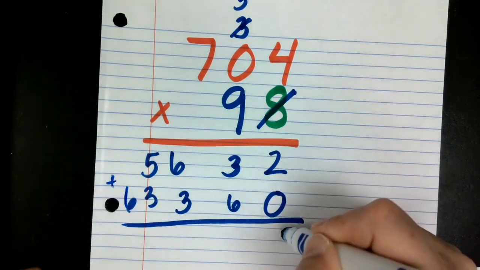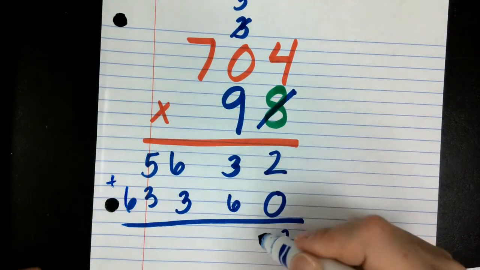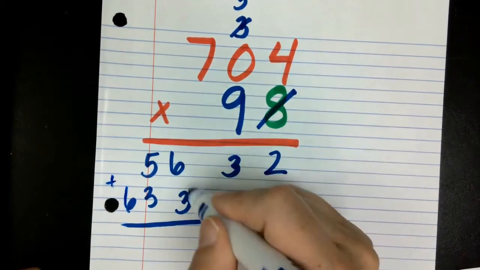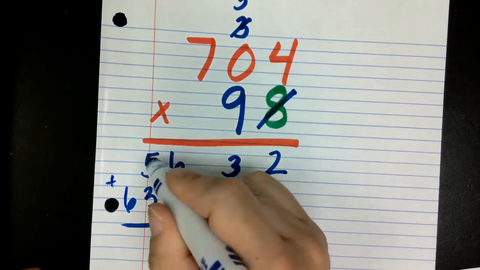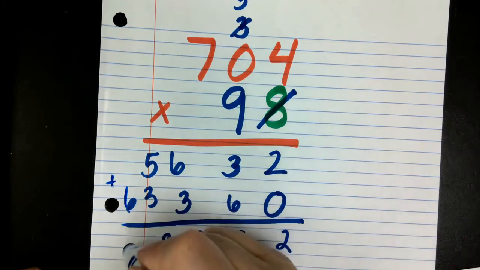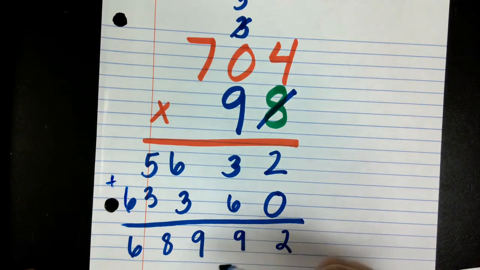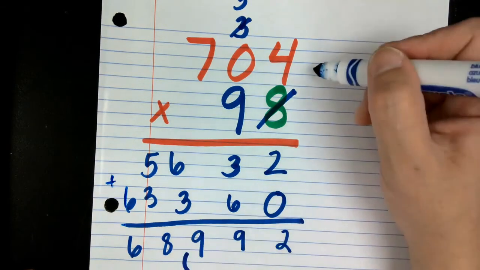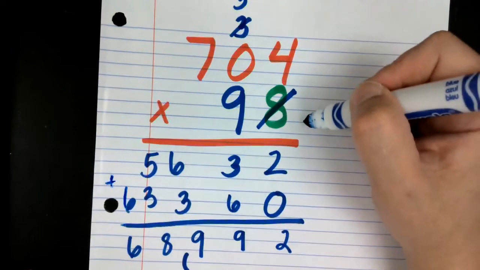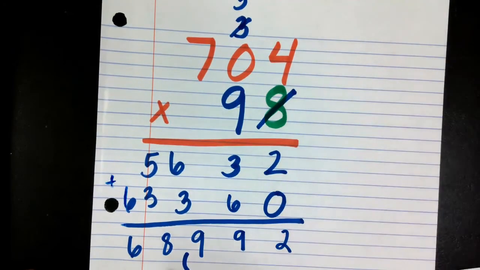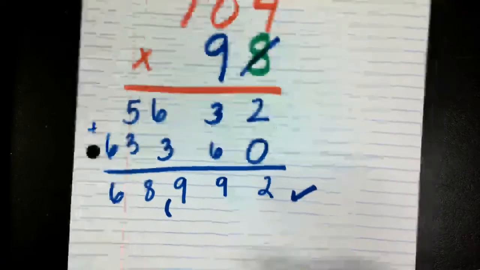So 2 plus 0 is 2. 3 plus 6 is 9. 6 plus 3 is 9. 5 plus 3 is 8, and 6 by itself is 6. I'm going to go over 3 positions, 1, 2, 3, ones, tens, hundreds, and make my comma. So 704 multiplied by 98 is 68,992. I can go ahead and check my work if I'd like to.